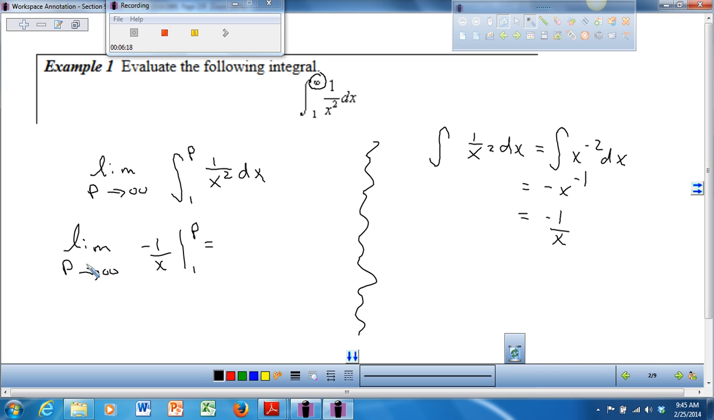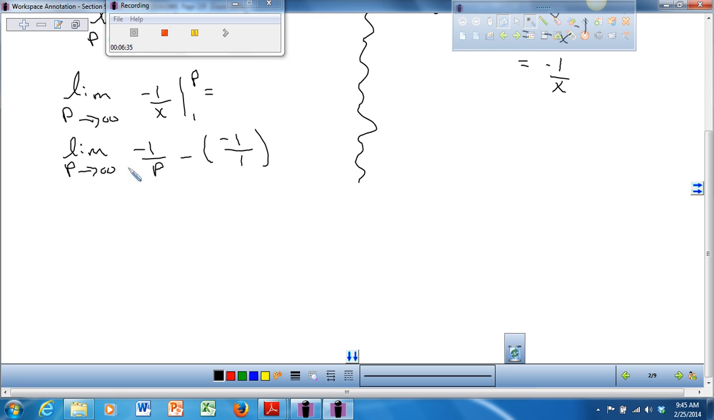And now we just continue with the fundamental theorem, remembering our limit. So we'll have the limit as p approaches infinity of negative 1 over p minus negative 1 over 1. All right. What will this approach? 0. This one's going to 0 minus negative 1. So our answer is 1, and we would say that this integral converges to 1. And we are done.